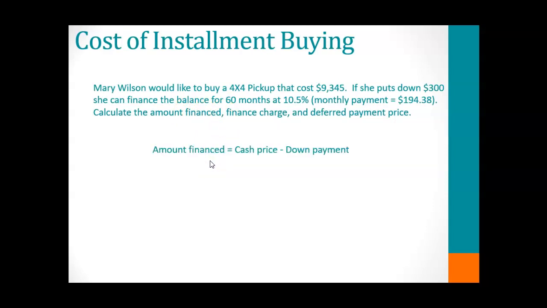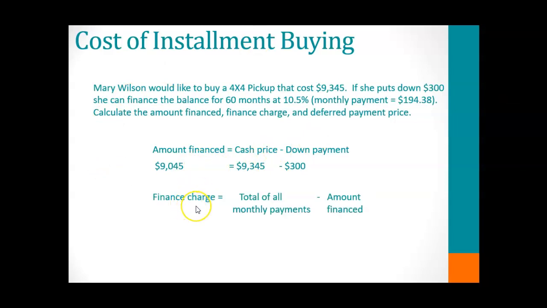Okay? So the amount financed would be the cash price minus the down payment. The cash price was $9,345. Mary put down $300. Therefore, she's going to finance $9,045. The finance charge is the total of all the monthly payments minus the amount financed.